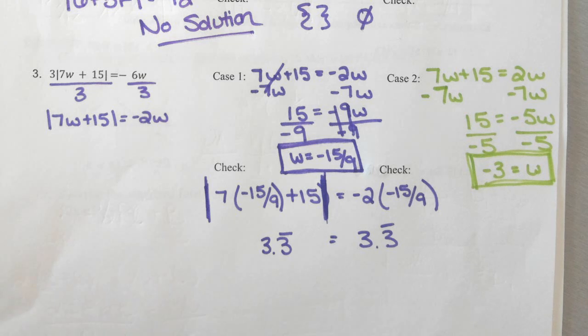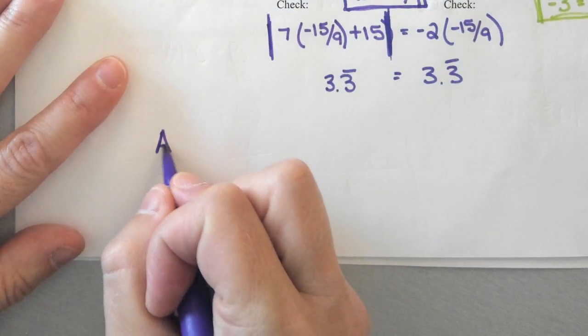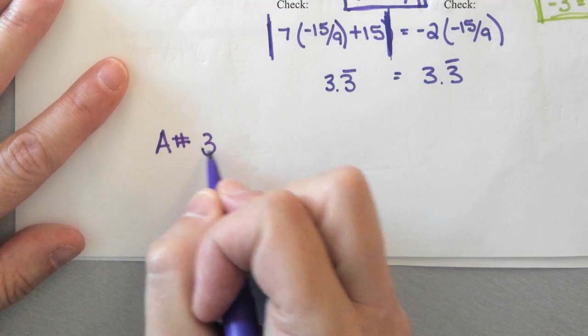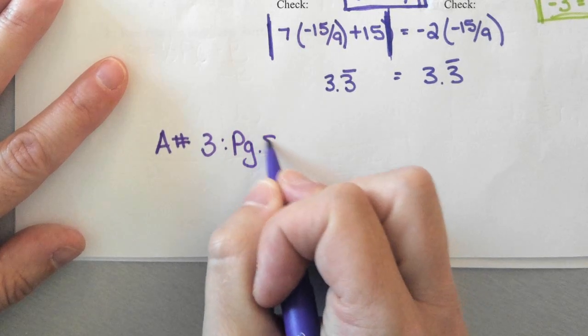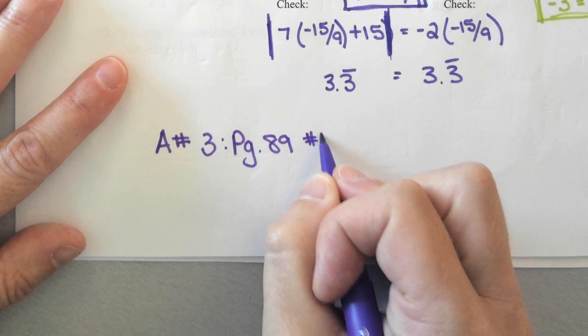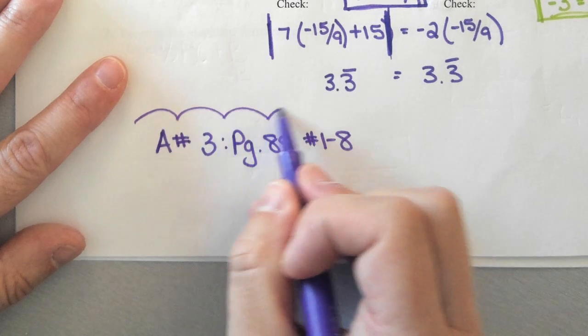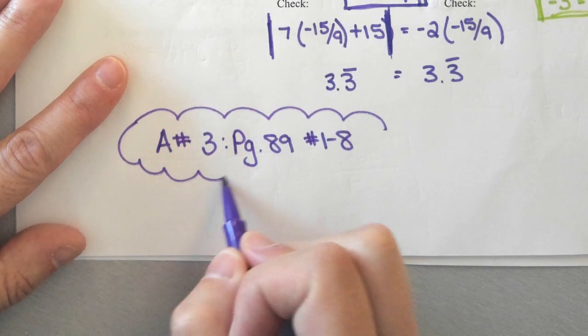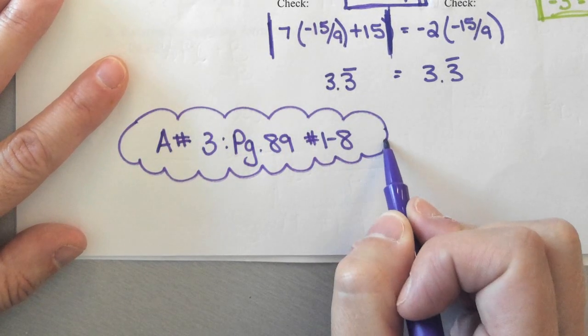I know it says 1 through 9 on the board. I'm going to actually have you do 1 through 8. I know that probably breaks your heart to do one less problem. Assignment number, we're on 3. Page 89. Numbers 1 through 8. I'll put my book under the board so you can at least get started on it.